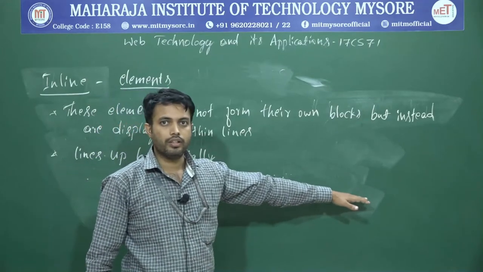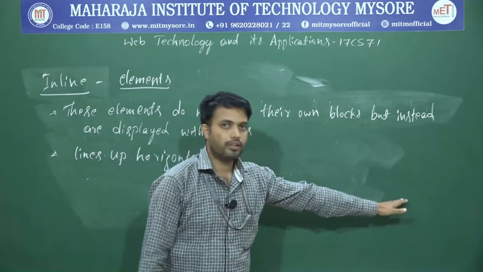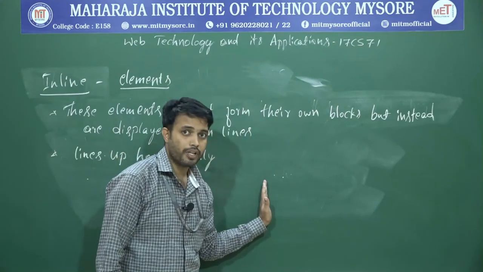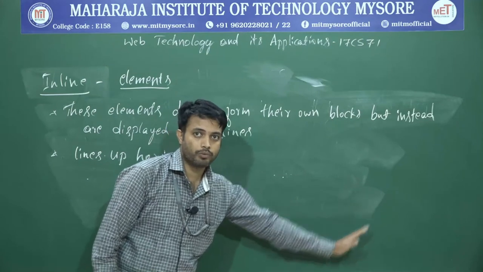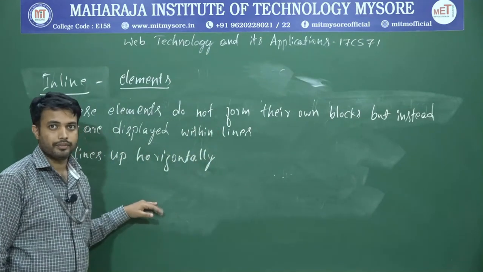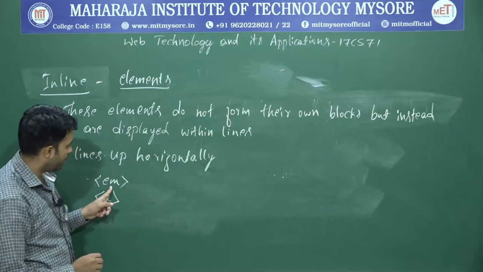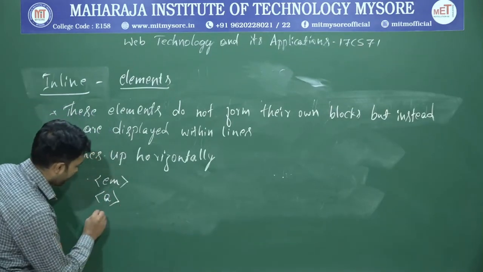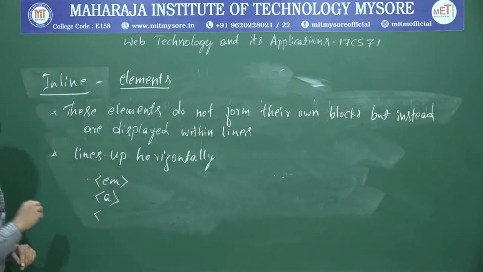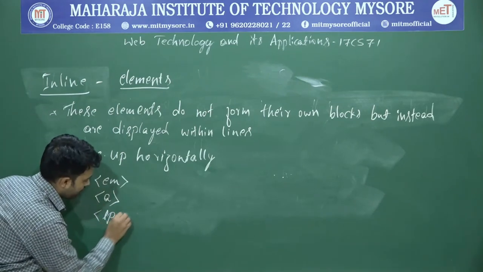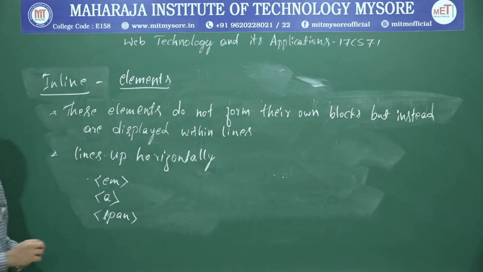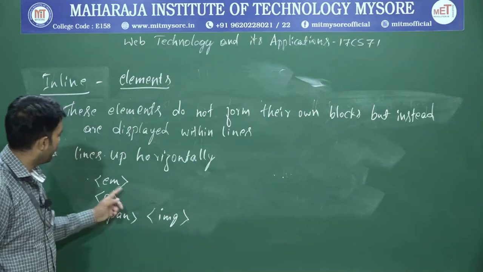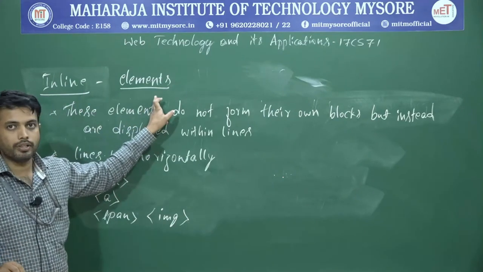One after another. If there is not enough space, it will come to the next line. If it doesn't have enough space to display that element, then it will come to the next line. Examples are em, emphasize, the a anchor tag, the span tag, and again the image tag. All these are examples of inline elements.